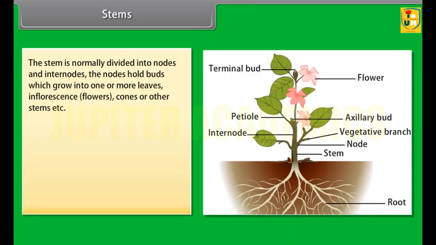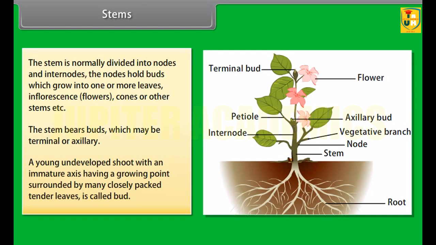The stem is normally divided into nodes and internodes. The nodes hold buds which grow into one or more leaves, inflorescence flowers, cones, or other stems, etc. The stem bears buds, which may be terminal or axillary. A young undeveloped shoot with an immature axis having a growing point surrounded by many closely packed tender leaves is called bud.